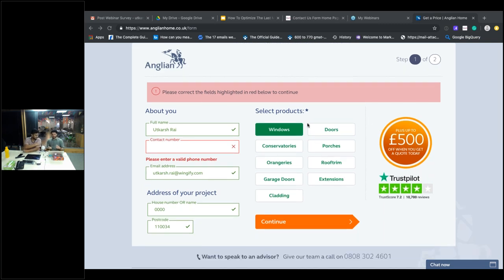Yeah, I think that feedback where we mentioned if there could be a small image or a visual of what kind of product we're selecting. Maybe even start off with the product: what are you looking to get done? Windows. Then we show a couple of the projects we have done in Windows and these are the ratings. And then you ask for a phone number.